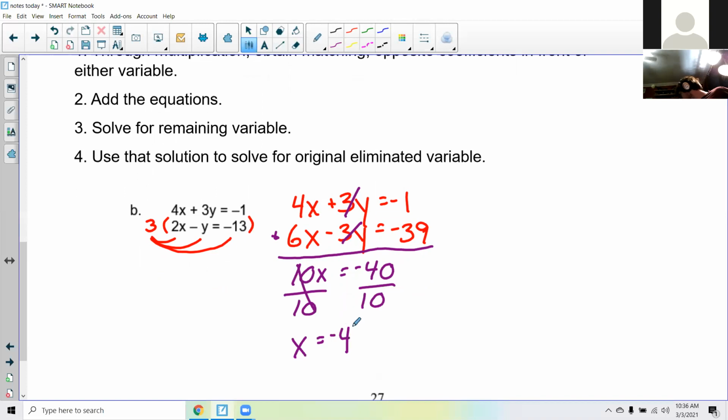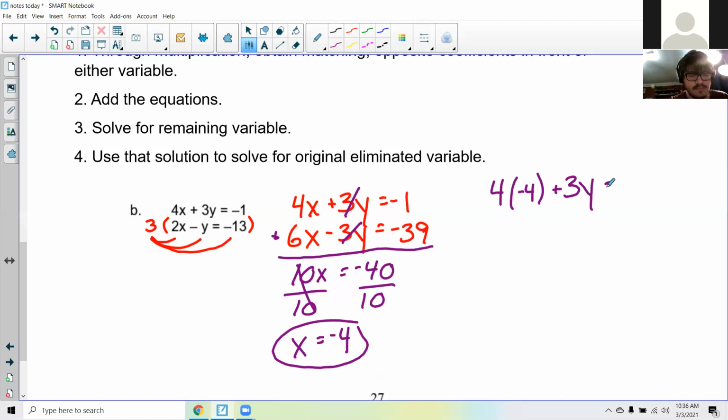But again, that's not the answer. That's half the answer. You'll know that when you plug in the answer on the match, like there's an empty box here. I have to find the other coordinate. Take that value for x, plug it back into either equation. So I'll do it in the first one. It shouldn't matter though. 4x, so 4 times -4 plus 3y equals -1.